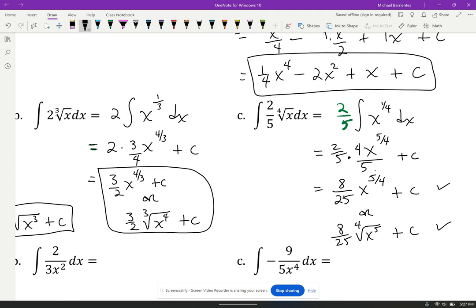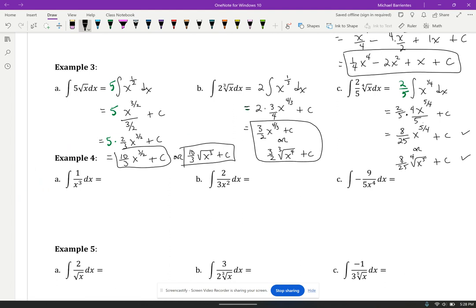The question then becomes, well, which one do I write? It depends. Am I doing a multiple choice question? Then I'm looking to see how the choices are written, in fractional exponent or in radical form. If it's a free response, then I can write it either way, it doesn't matter which way I leave it.